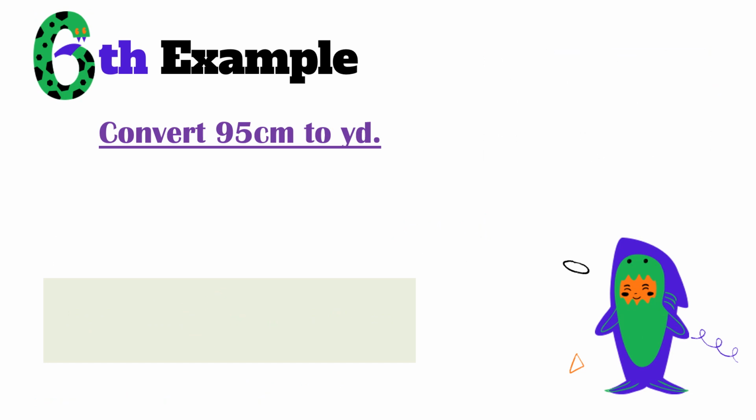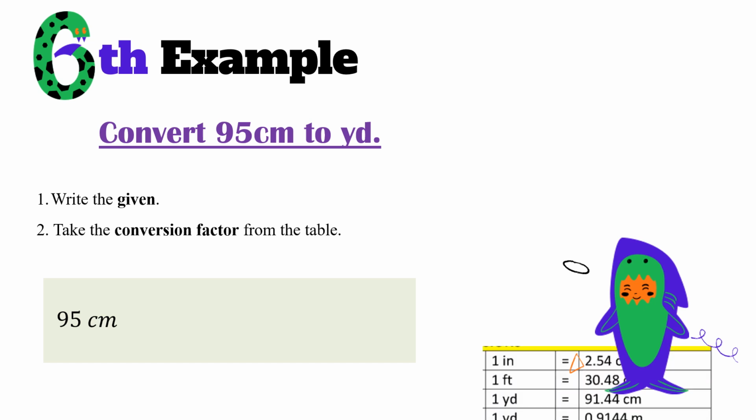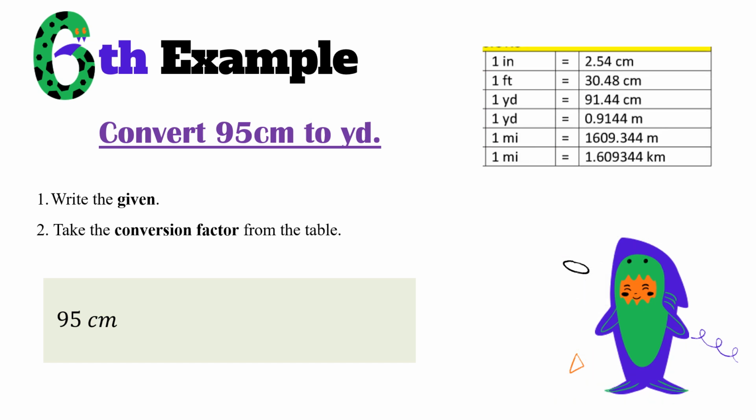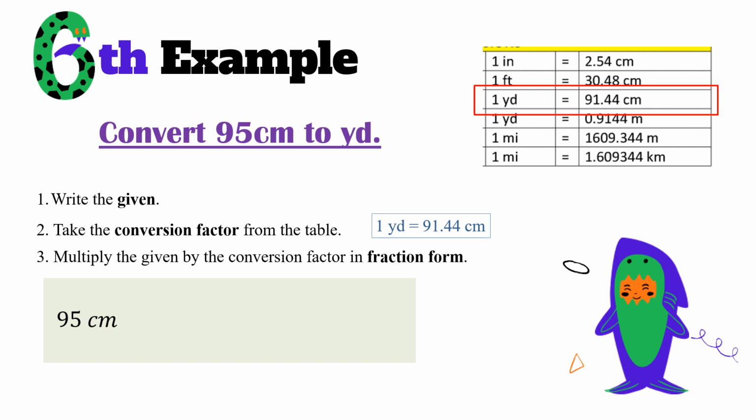For the sixth example, you convert 91 centimeter to yards. Okay, so write the given, that's 95 cm. Take the conversion factor from the table. We have 1 yard is equivalent to 91.44 cm. Now multiply the given by the conversion factor in fraction form. So in this case, you write your 91.44 cm in the denominator.